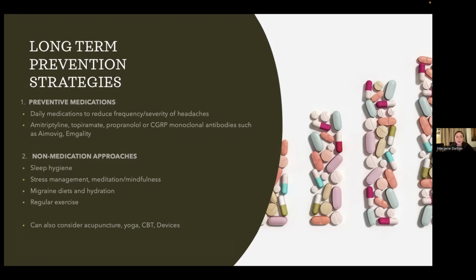Some very commonly used ones are amitriptyline, topiramate, propranolol, or sometimes we use the newer medications, which are CGRP monoclonal antibodies. You may have heard of them. Aimovig, Emgality are some options. There are plenty of other options in terms of medications. Those are just some commonly seen ones.